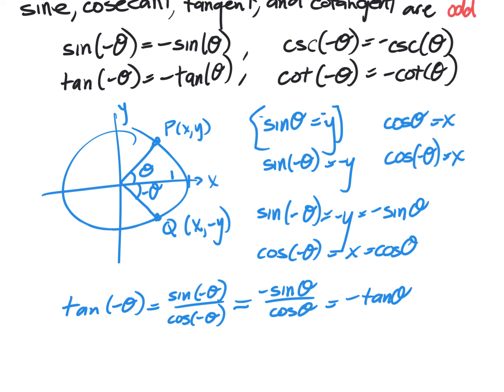For cosecant, secant, and cotangent, we would use the reciprocal properties. I'm not going to go ahead and prove them, but we know that cosecant of theta is just 1 over sine of theta. And so the same way that we would prove that, we can do this. Secant is 1 over cosine, cotangent is 1 over tangent.